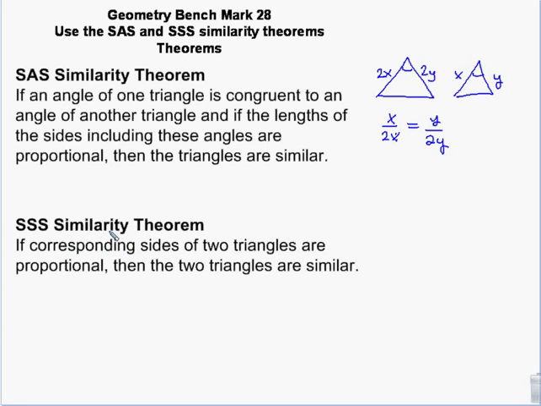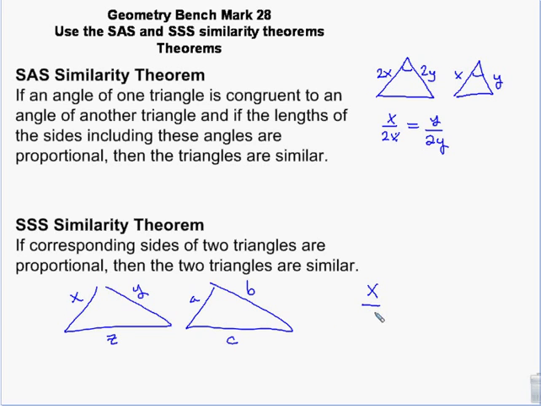And then side, side, side similarity is when all three pairs of sides are in proportion. So if I have two triangles, and I'm just going to go ahead and call these x, y, z, and I'll just call this a, b, c. x over a would be equal to y over b, which would be equal to z over c. So all of the sides would be in proportion to each other.